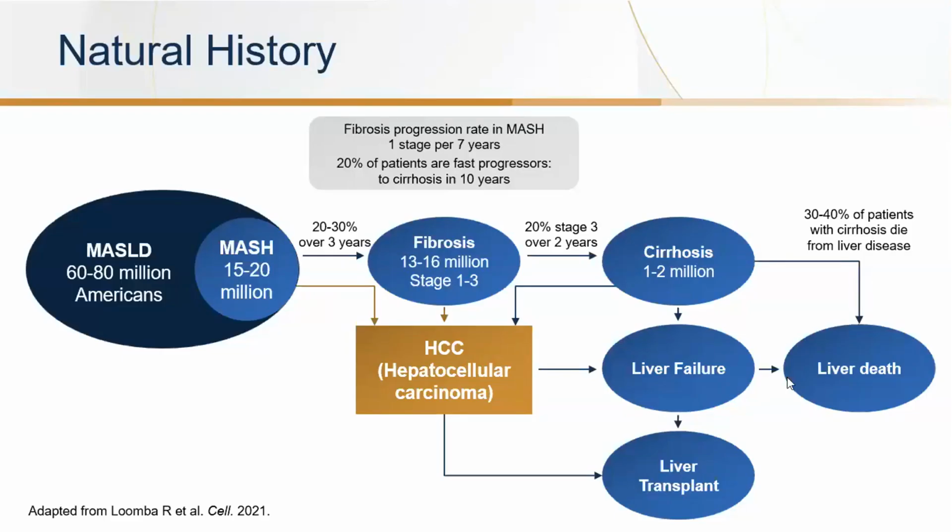So if you start at stage 1, sometimes in 7 years, you'll be at stage 2, and then another 7 years you'll be at stage 3. But that's not necessarily true. There are 20% of people that progress to cirrhosis in 10 years. So, I mean, if you really think about it with childhood obesity, you can have someone in their 20s with moderate to advanced fibrosis. So that can be pretty scary.